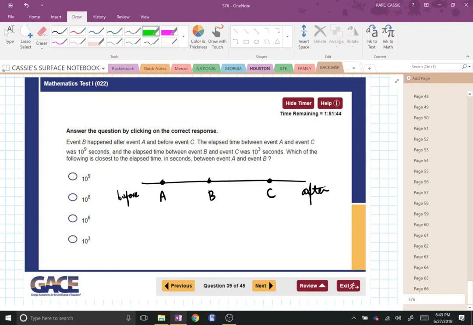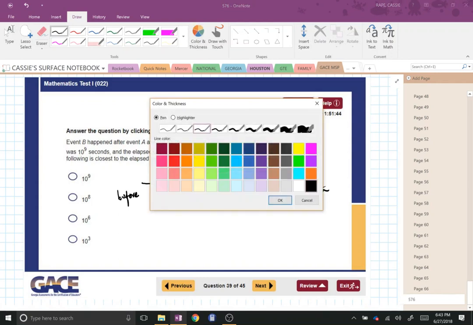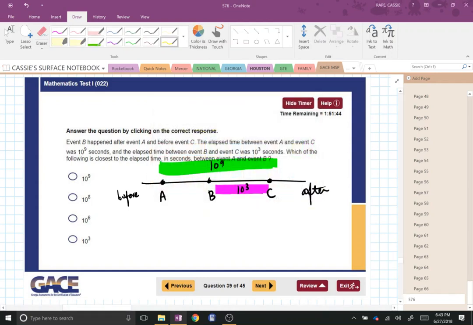The elapsed time between A and C, so from here to here, that entire period of time, it says is 10 to the 9th seconds. And the elapsed time between B and C is 10 to the 3rd seconds. It wants to know in this situation what then is this right in here from A to B.